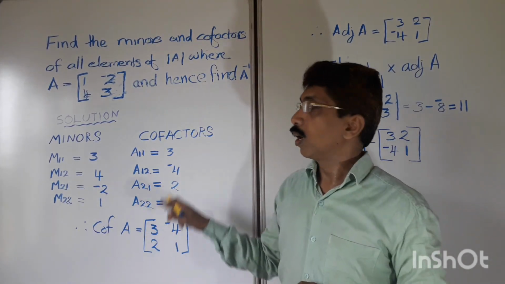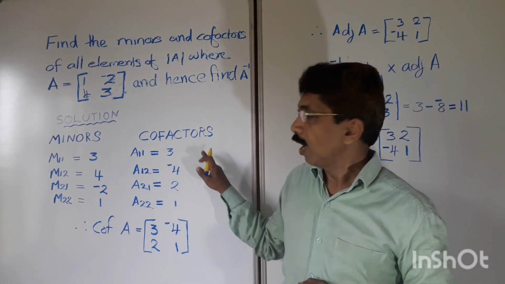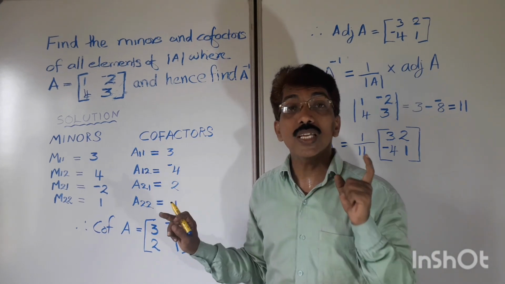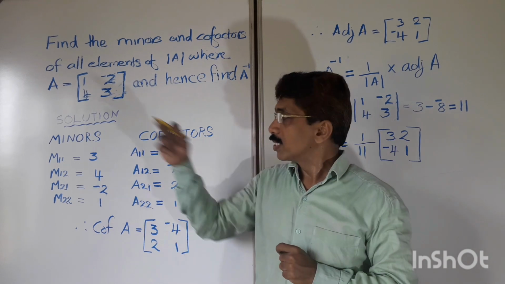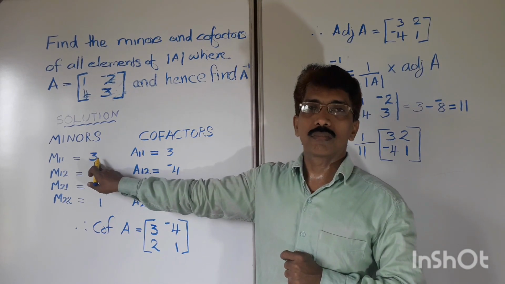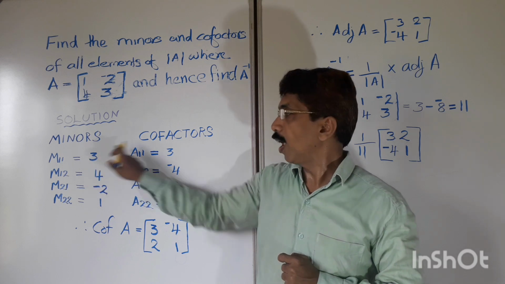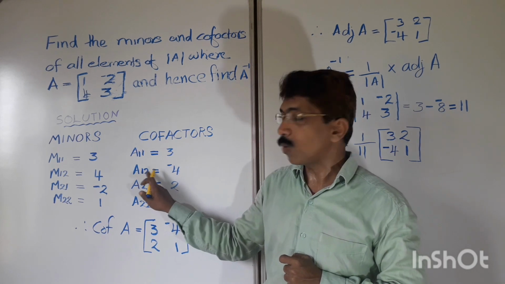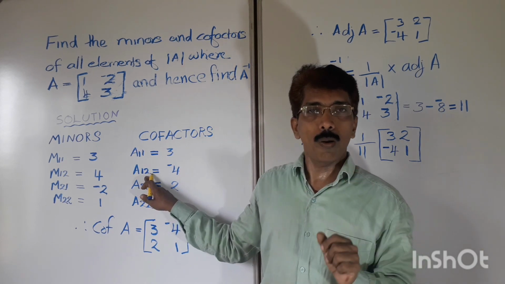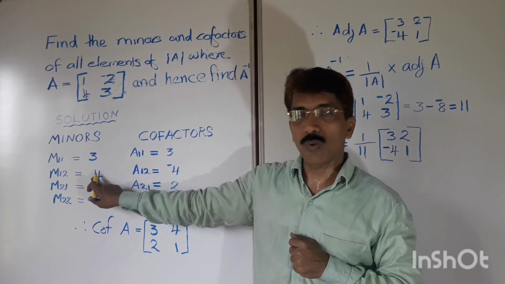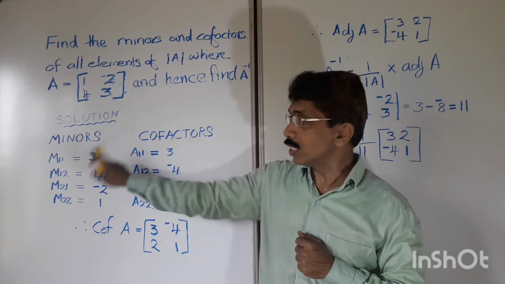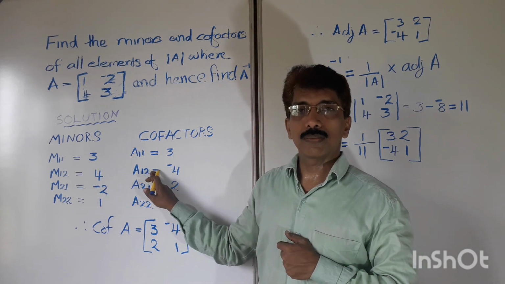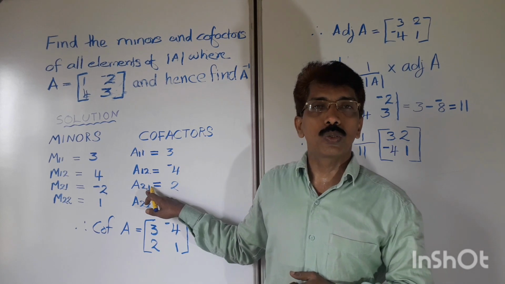Now, how do we write the cofactors in an easy way? Listen. For A11, what is 1 plus 1? 1 plus 1 is 2, which is an even number. If it is an even number, you write the same thing as the cofactor. So A11 is 3 itself. For A12, what is 1 plus 2? You get 3, an odd number, so you should change the sign: 4 becomes -4. So A12 is determined.